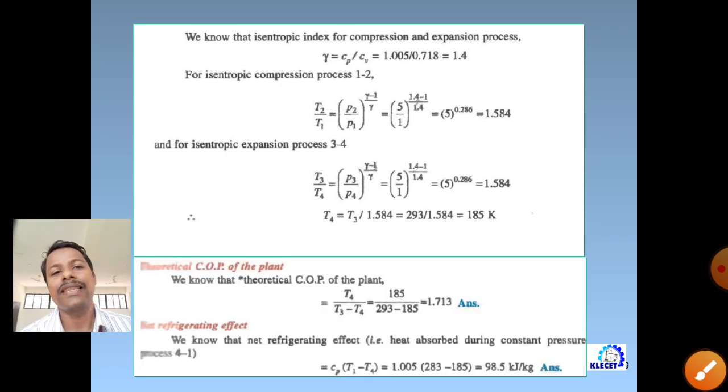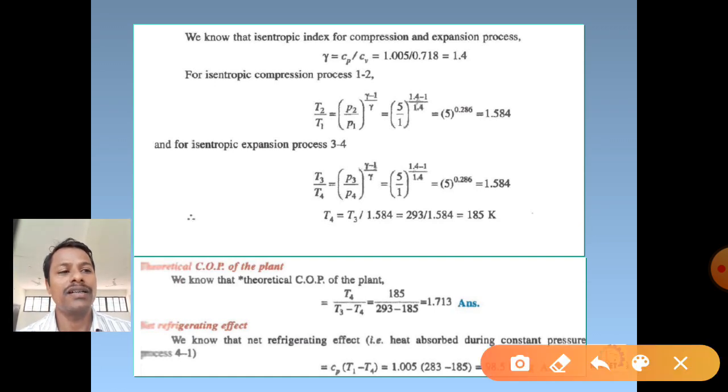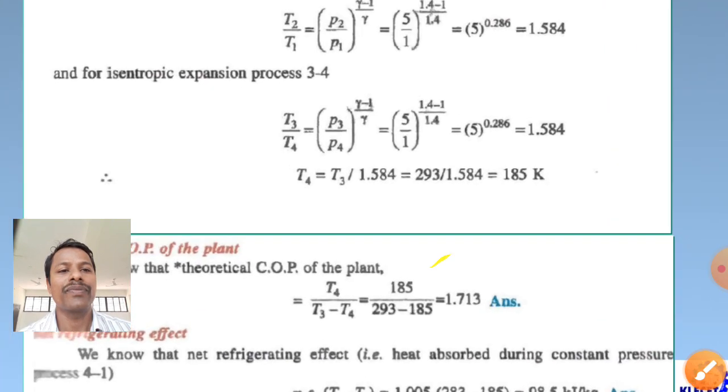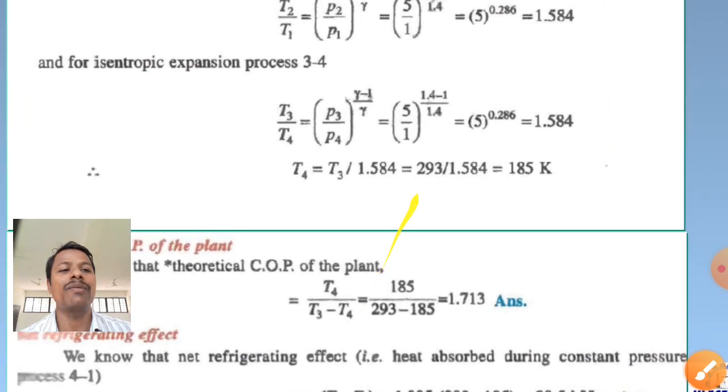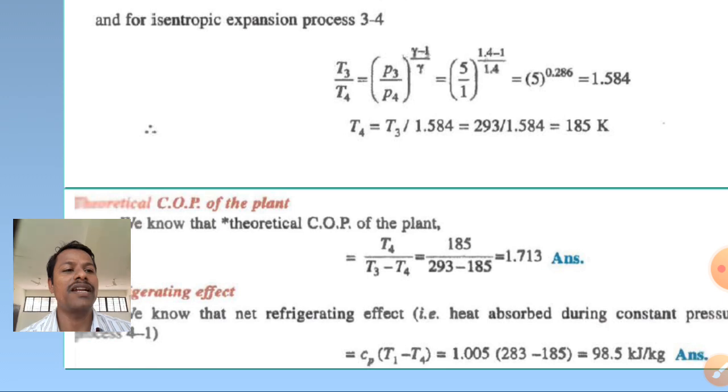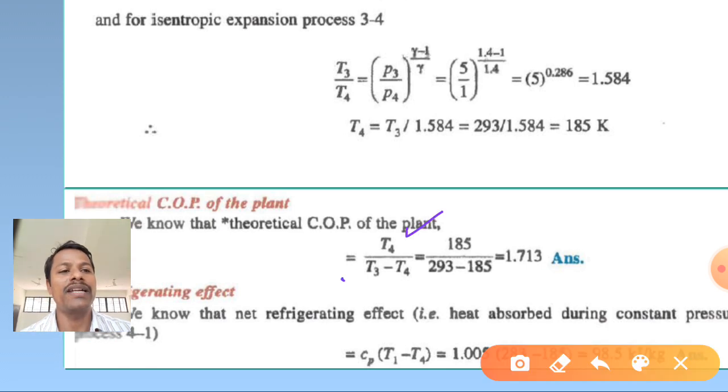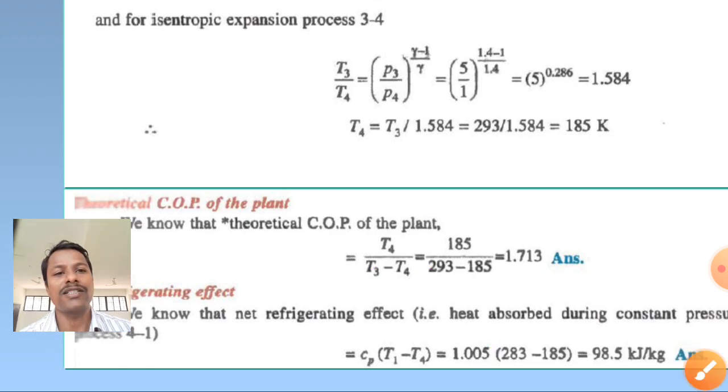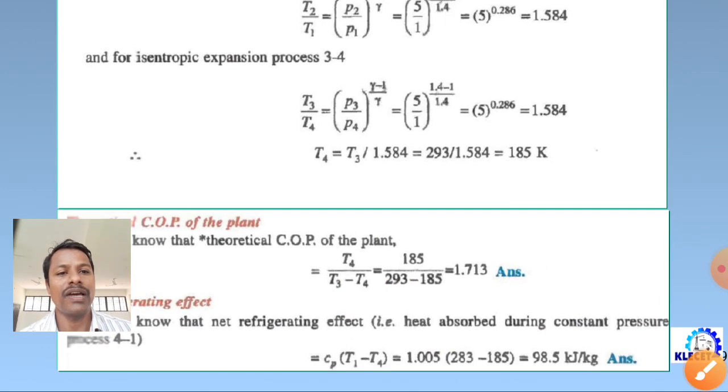So, once we calculate that, we can calculate the COP of the plant. We have derived the COP for the Bell-Coleman cycle as T4 divided by T3 minus T4. So, T4 is 185 Kelvin divided by T3 is 293 minus T4 is 185. So, this is the COP for the cycle. Just operate the calculator and confirm the values.